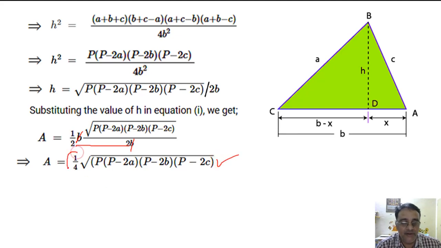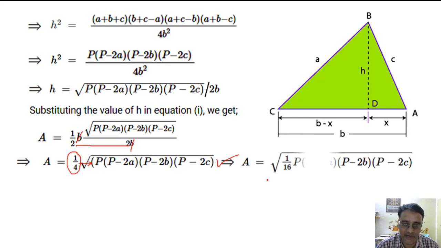Now what we will do, we will take 1 by 4 inside the square root. So what will it become? 1 by 16. Very good. Right, 1 by 16. Now I am going to break up 1 by 16 into 4 factors, 2, 2, 2, 2. One 2 with p, one 2 with this, one 2 with this, and one 2 with this. Whether this step is clear?